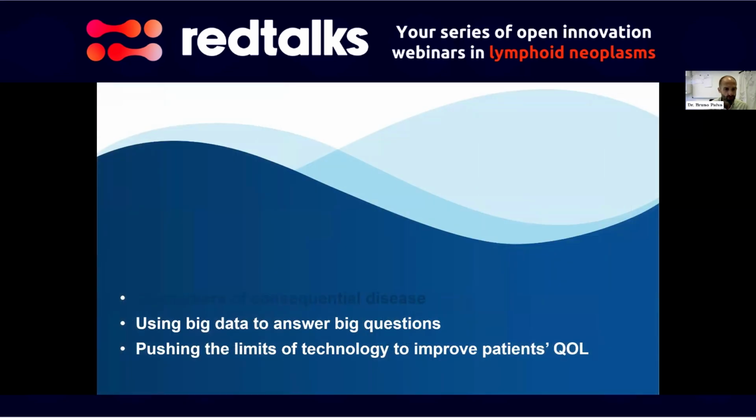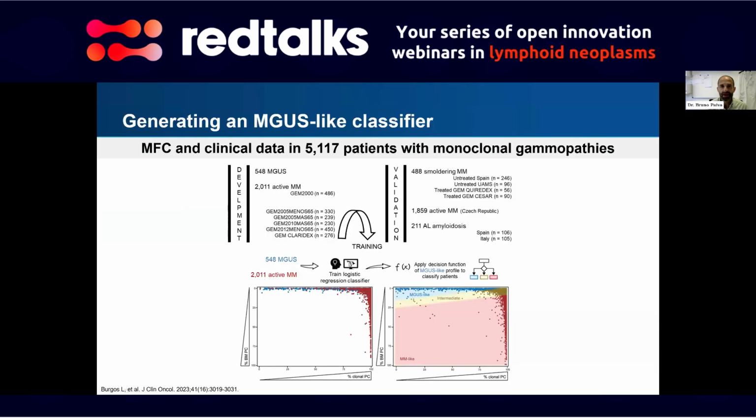So I'll now talk about the use of big data. One example I can share with you about the use of big data is how we generated the MGUS-like classifier. In other words, the possibility of using flow cytometry to identify patients with active myeloma, smoldering or active myeloma, having an MGUS-like infiltration in the marrow.